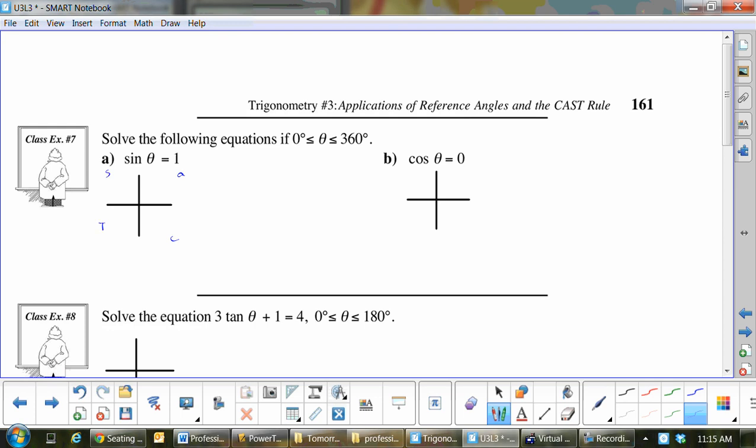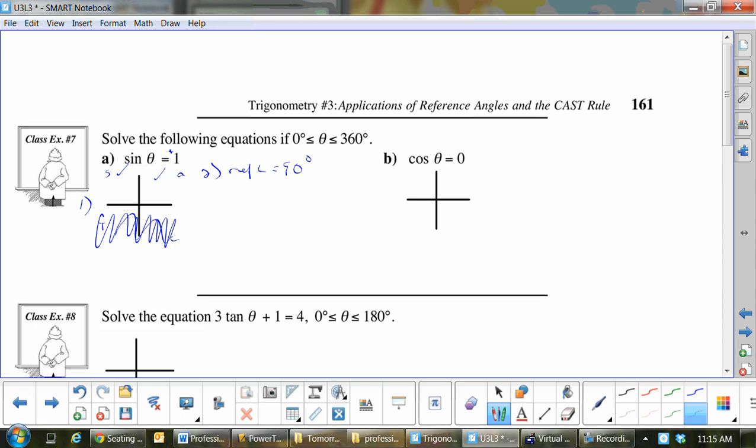Now, when does sine theta equal 1? Now it's positive. When is sine positive? 1 and 2. So far, so good. I don't know how this one's weird. Okay, then that's step 1. Step 2 is find the reference angle. What do you get? 90 degrees.